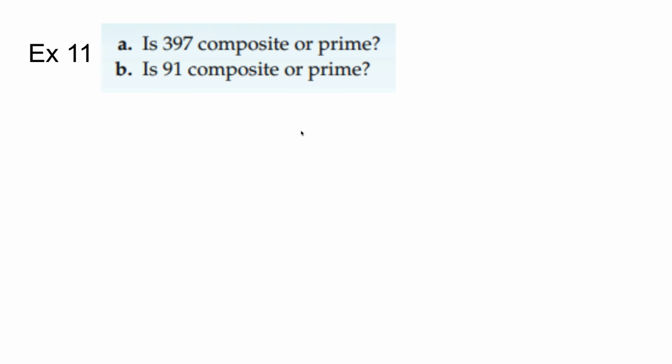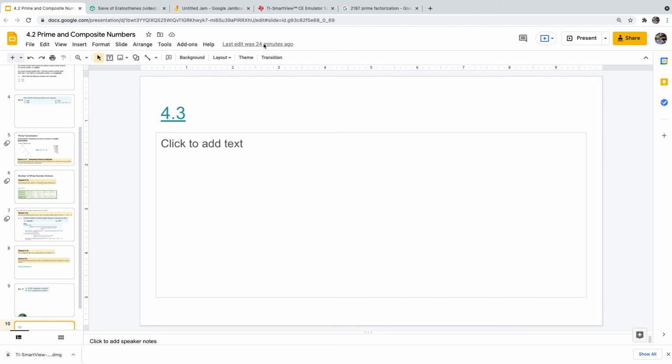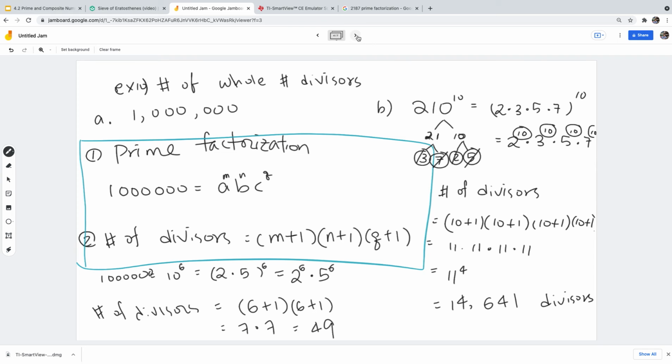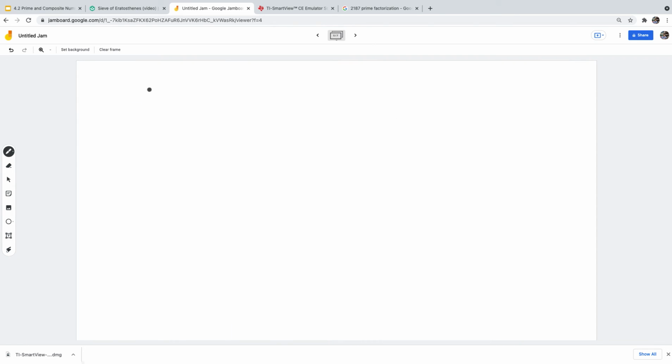So I will show you how to do that for these two examples in Jamboard, and that's the last lesson for today. Okay, so let's check 397 first. In order to find any prime number factor for 397, instead of you just checking every number, the most efficient way is to find the square root of 397. Find that first.